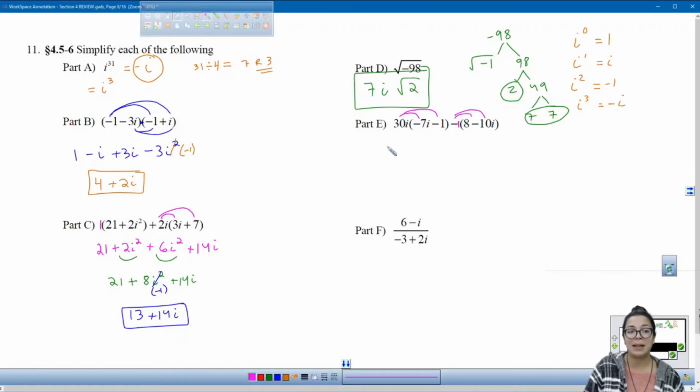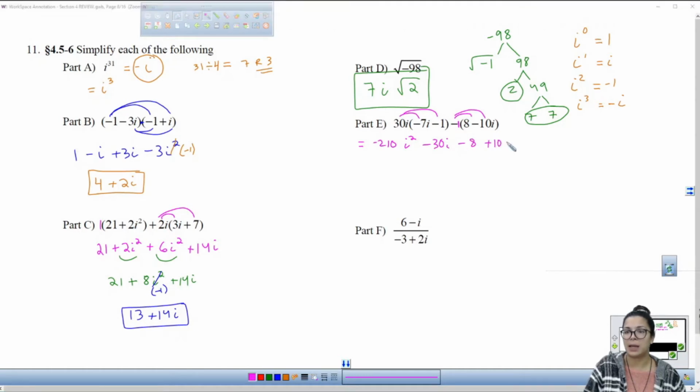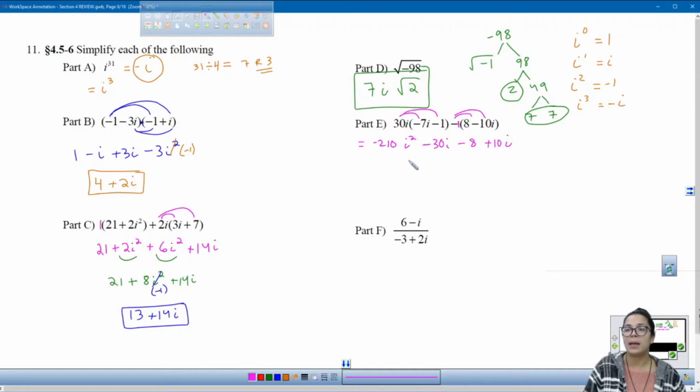So 30 times -7 is -210, and then i times i, of course, i squared. Then 30i times -1 will be -30i, and then -1 times 8 will be -8, -1 times -10 is +10i. Then we can go ahead and combine like terms and also replace i squared with -1.